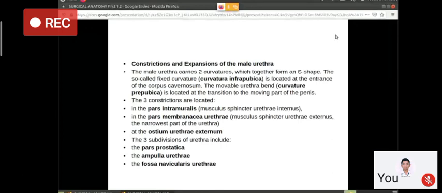The three constrictions are located at the musculus sphincter urethrae internus, then the musculus sphincter urethrae externus, which is the narrowest part of the urethra, and at the ostium urethrae externum. The three subdivisions of the urethra include the pars prostatica urethrae and the fossa navicularis urethrae. So these are the three constrictions and expansions of the urethra.